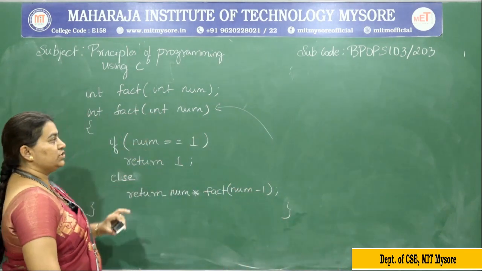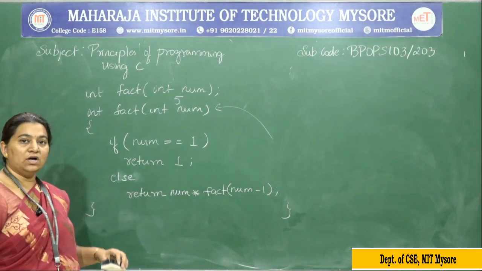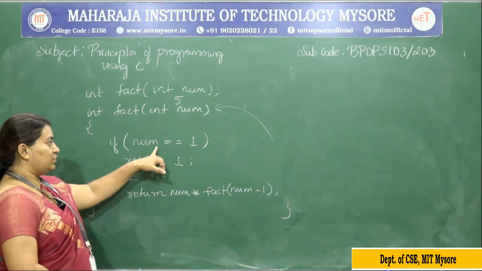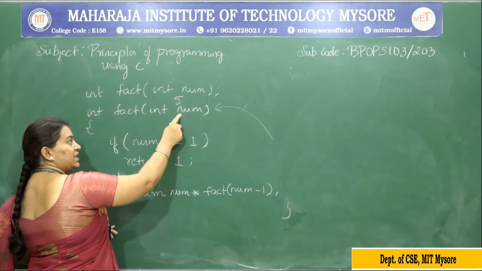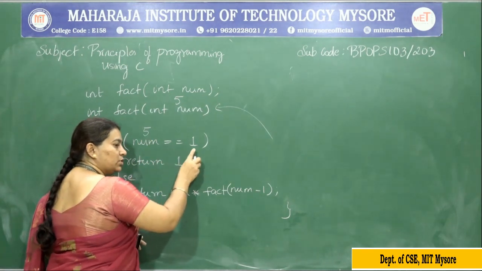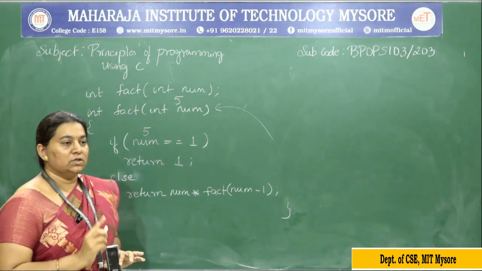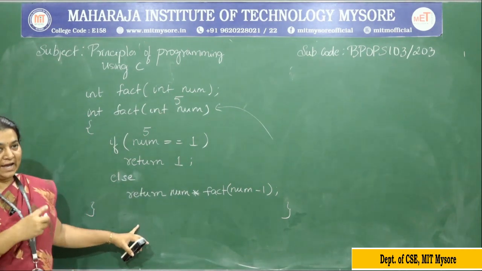So your execution has jumped here. It is 5. I have sent a number called 5 here. Next, I have to check whether my number is equal to 1. So what is my num here? It is 5. So it is going to compare whether 5 is equal to 1. Yes? No. It is false. So it has to come to the else part.